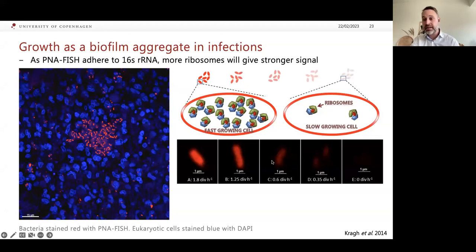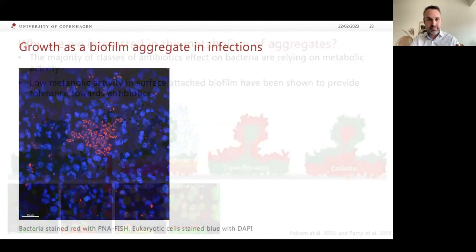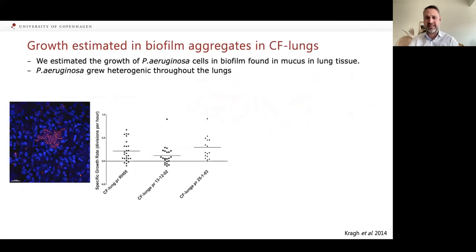So we have a neat relationship between how bright you are and how fast you've been growing, your metabolism. Because this is a linear relationship, we can go in and look directly: if you are this bright, that means you have that high a growth rate. When we did this in a lot of lung tissue from cystic fibrosis patients, we could see that these aggregates grew, but they grew very slowly, on average around 0.2, 0.1 divisions per hour. So in the infection, these aggregates are not growing at all, or nearly not at all.